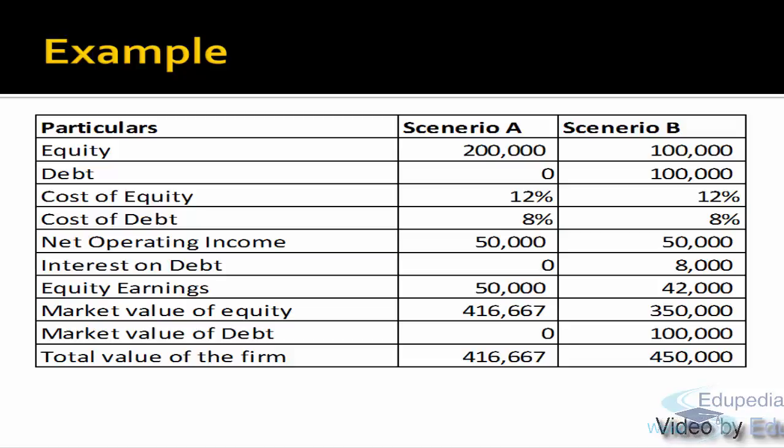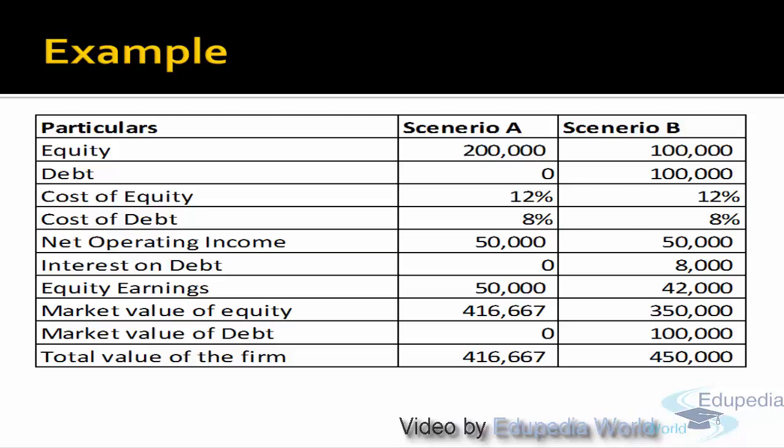That is 42,000 divided by 12%. This is 3,50,000. Market value of debt will be 1 lakh rupees, 10% debt. So the total value of the firm is 4,50,000. So there are two things.